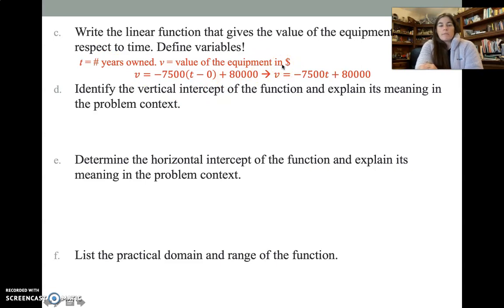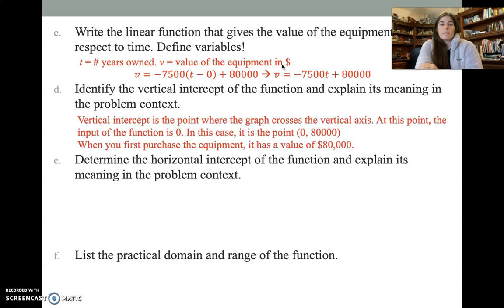Part D says identify the vertical intercept of the function. Well, that's easy. We already have it. And explain its meaning. It's always where my graph crosses the vertical axis. So 0, 80,000. When you first purchase the equipment, it has a value of $80,000.